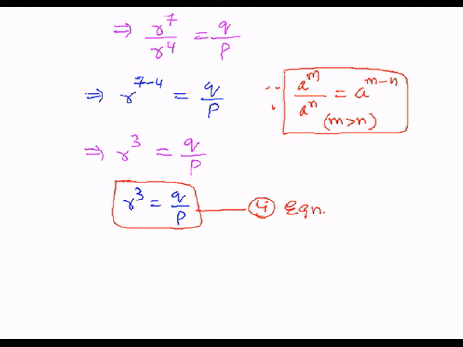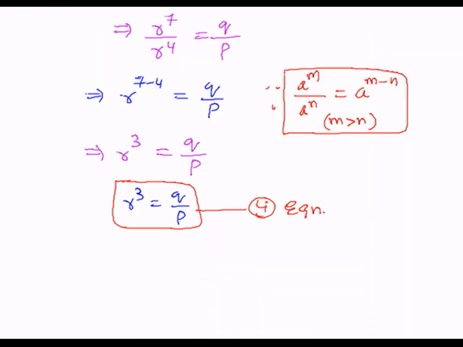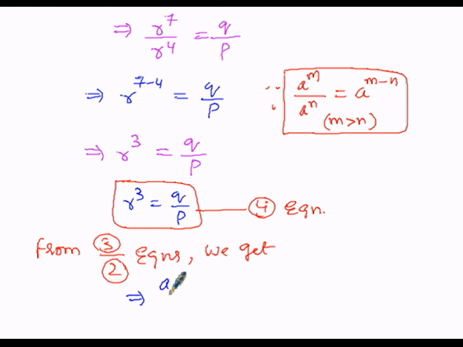So in the previous step I divided the second equation by the first equation. Now I am going to divide the third equation by the second equation, 3 divided by 2. From 3 divided by 2, third equation divided by second equation, we get the third equation, which is AR to the power of 10 equals R. So that implies AR to the power of 10 equals R.